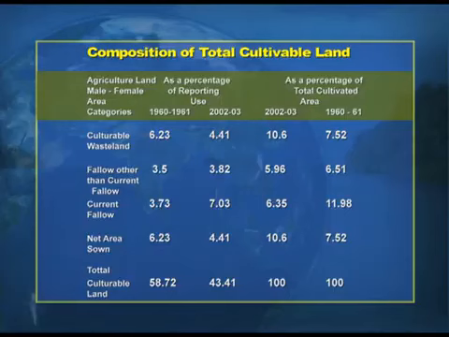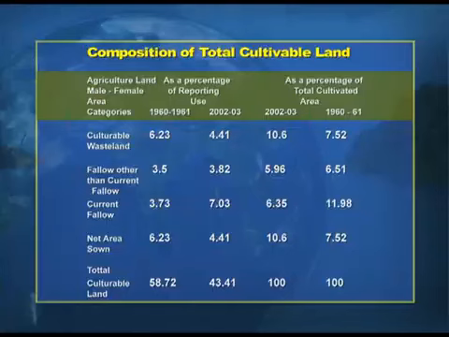Now, on the screen you can see a visual of the composition of the total cultivable land. All the categories are given there, and the comparison is done for different years. If you look at the last column of the table, that is the percentage of the total cultivated area for the years 1960-61 and 2002-3. You can see how much change we can review on the table for these two sets of years.